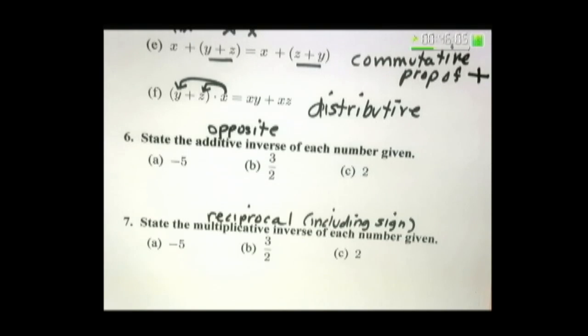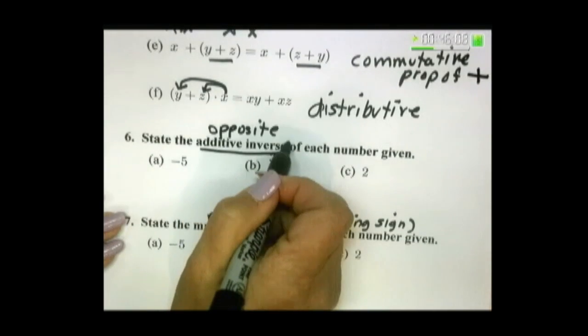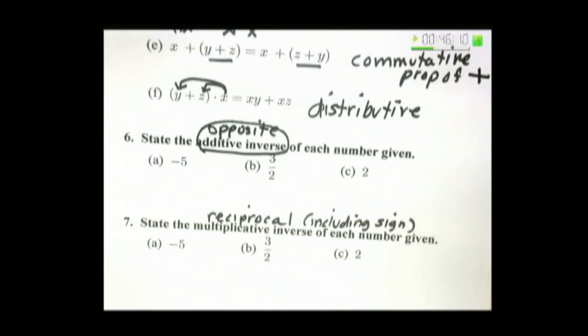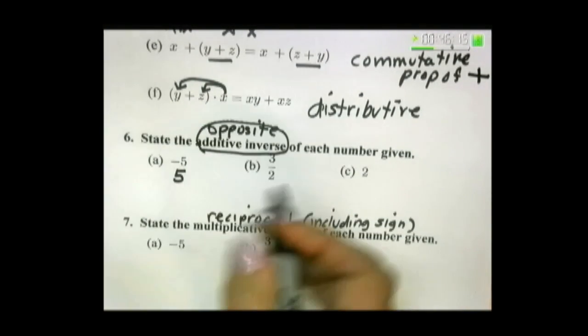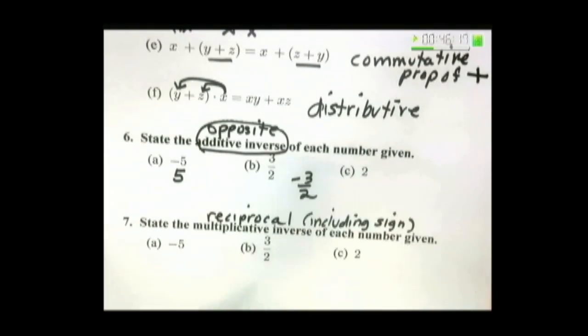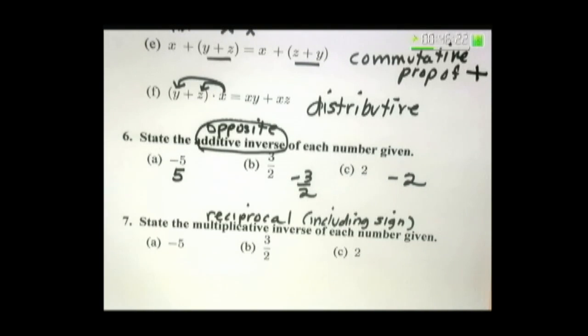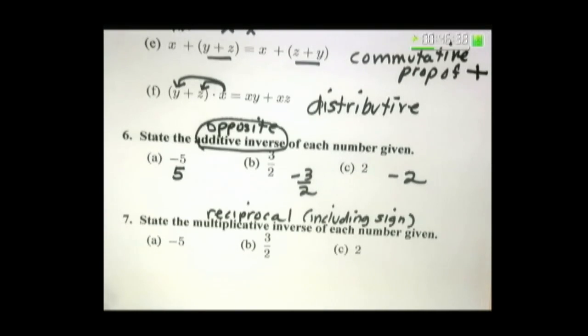Okay? So let's go back and do this. The additive inverse is the opposite. So the opposite of negative 5 is positive 5. The opposite of positive 3/2 is negative 3/2. And the opposite of positive 2 is negative 2. In each of these cases, when you add negative 5 and 5, you get 0 as the sum. 3/2 plus a negative 3/2 equals 0. 2 plus a negative 2 equals 0. Because when you add opposites, you always get 0 as your sum.